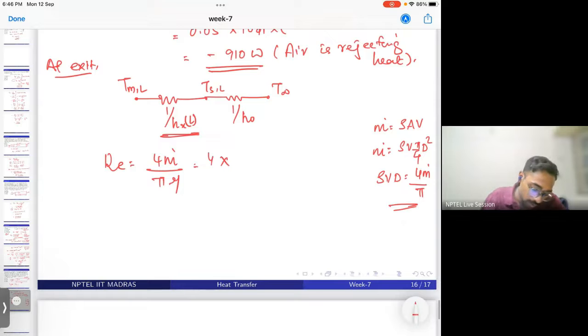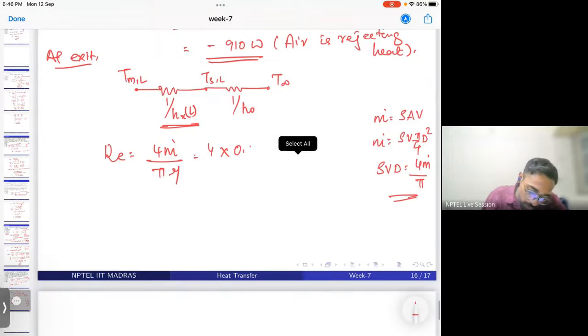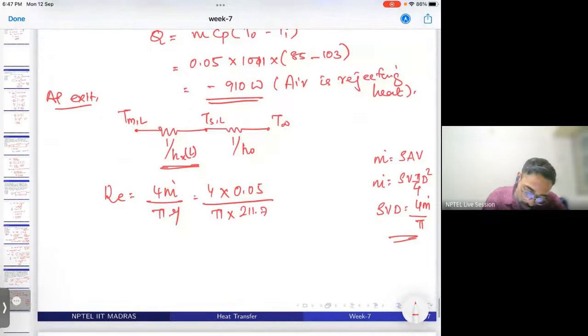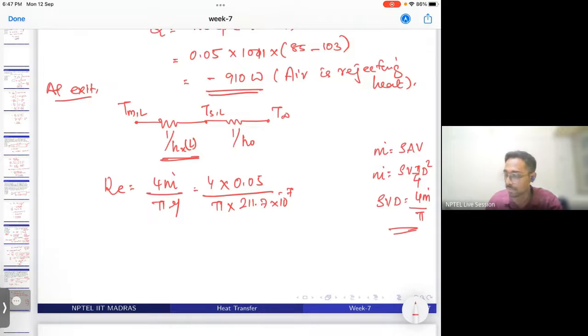4 into m dot, 0.05, divided by pi into mu, which is given as 211 times 10 to the power minus 7. Here the dynamic viscosity is given. In the earlier question we used the kinematic viscosity. So please be careful which viscosity is given in the question. The Reynolds number will come out to be around 20,050, which is turbulent.